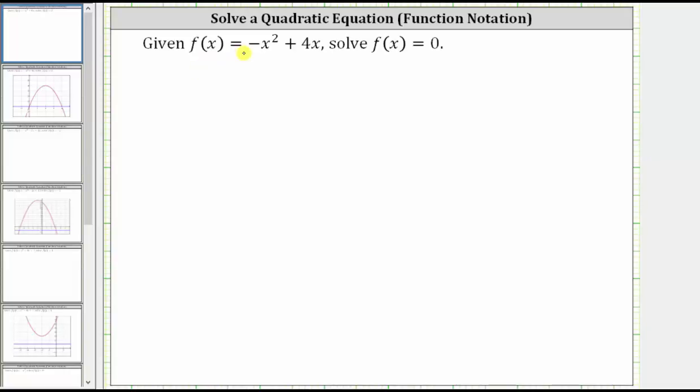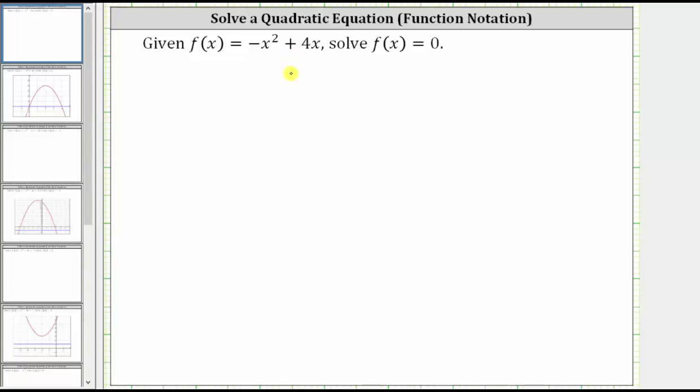We are given f of x equals negative x squared plus 4x, and we're asked to solve f of x equals 0, which means we are trying to determine the x values or inputs for which the function value or output is 0. These are also called the zeros of the function.